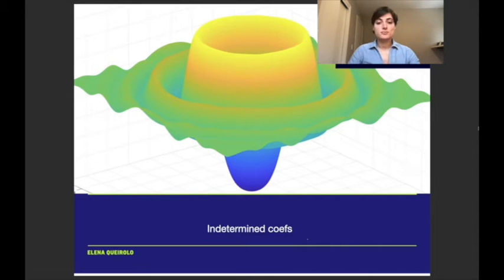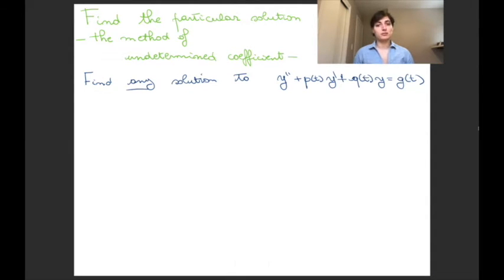Let's look at the first method to solve non-homogeneous equations. It's the method of undetermined coefficients. So we want to find any solution to y'' plus a function of t times y' plus a function of t times y equals a function of t.